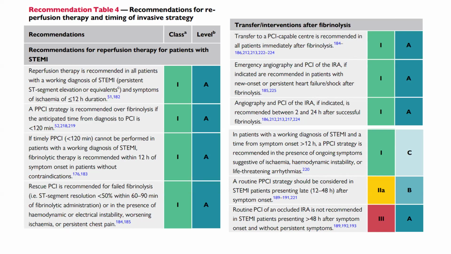A routine primary PCI strategy should be considered in STEMI patients presenting late, which is 12 to 48 hours, and this is informed by the OAT trial, which showed benefit up to 48 hours, but no benefit and more harm after 48 hours. Routine PCI of an occluded infarct-related artery is not recommended in STEMI patients presenting beyond 48 hours after symptom onset and without persistent symptoms.